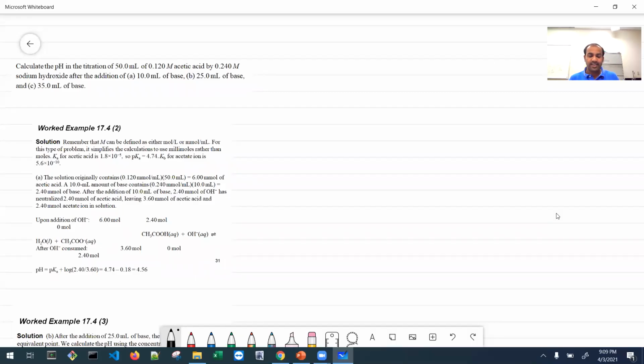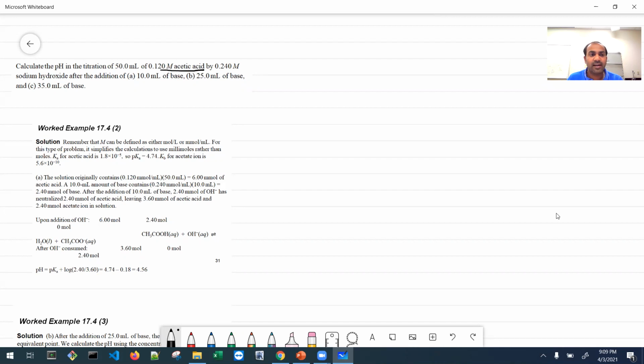Welcome back. So in this lecture, we are going to discuss one more example problem where we do the titrations between weak acid and a strong base. So in this example, we are titrating weak acid, which is acetic acid, with a strong base, which is sodium hydroxide. And whenever they give a problem, we're going to write down the information they gave us.